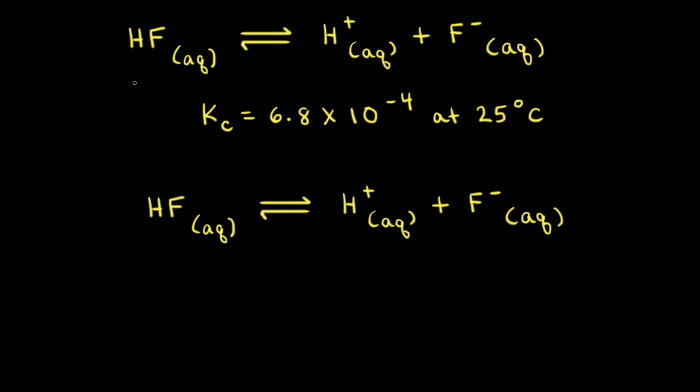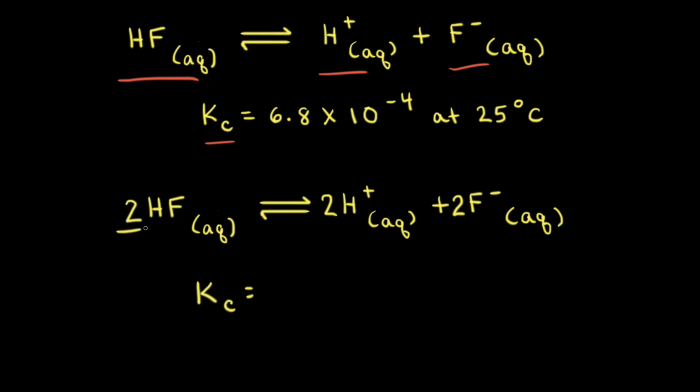We start by looking at the ionization of hydrofluoric acid, turning into an H plus ion and a fluoride anion. The Kc value for this reaction is equal to 6.8 times 10 to the negative 4th at 25 degrees Celsius. This time we're going to multiply everything through by a factor of 2. So it would be 2HF turning into 2H plus and 2F minus. Our goal is to find the value for the new equilibrium constant Kc.